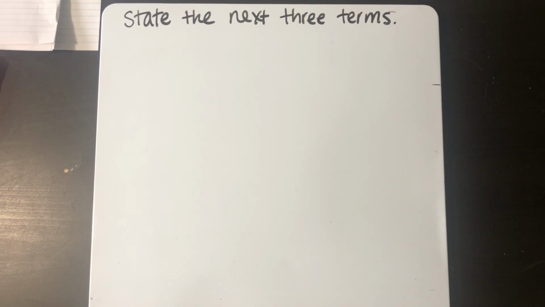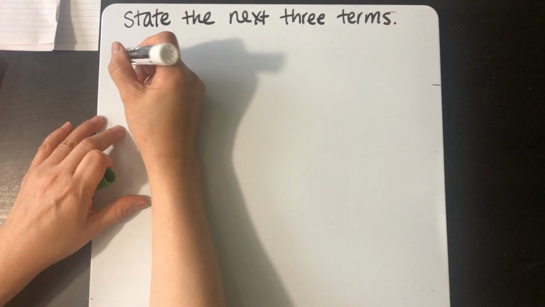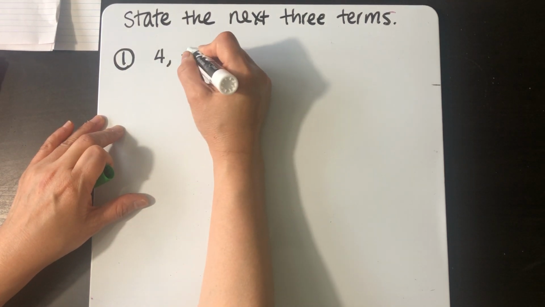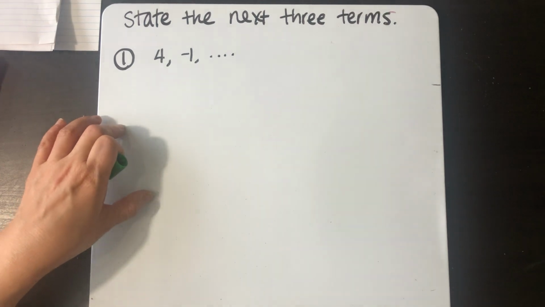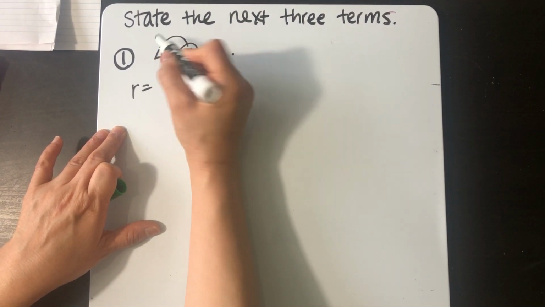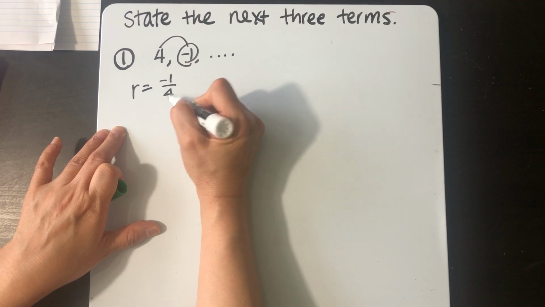So we're gonna do some problems here. First of all, state the next three terms of each geometric sequence. First question, you have a sequence that goes 4, -1, ... The first thing you have to do is find the ratio. Ratio is always this one divided by that. So it's gonna be -1/4.